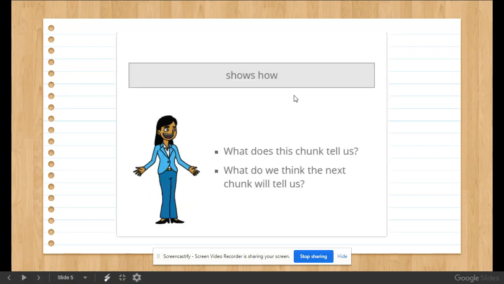Now let's look at the middle of the sentence. Shows how. What does this chunk tell us? Well, that word shows, when you're showing something to someone, you're demonstrating it or you're explaining it. Let me show you how to throw a ball. Let me show you an example of this. So you're demonstrating it or explaining it. So in the essay, he's going to compare those two texts to demonstrate or explain something to the reader.